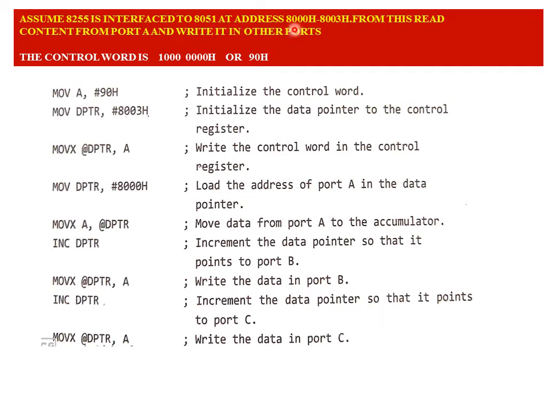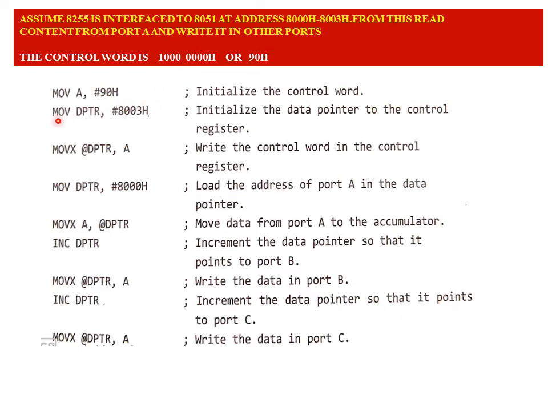Now observe how the 8255 is interacted with the 8051. The addresses of the registers are given, started from 8000H to 8003H. Now this should be read from port A. Port A should be used as a read, that's why it should be input direction, and write it in other ports. The other ports are port B and port C, which should be connected as output. To decide the port A, port B, port C directions, meaning input output direction, this is the control word. This is given in hexadecimal format, or you can directly use 90H.